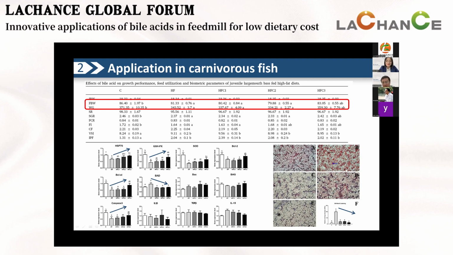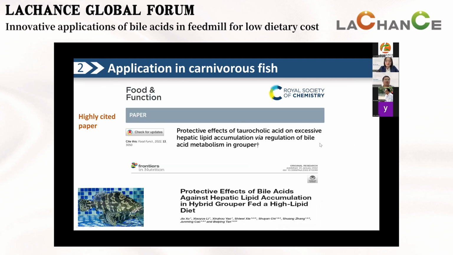And here is the lipid in the liver. We used Oil Red O stain to show the lipid contents in the liver of the largemouth bass. Here is the high-starch group. We can see there are lots of lipids accumulated in the liver of the fish. After we supplemented the bile acids in the diet, the lipid contents were reduced.